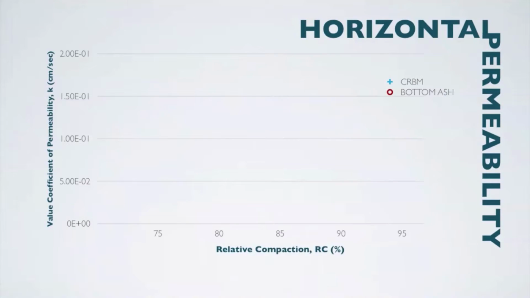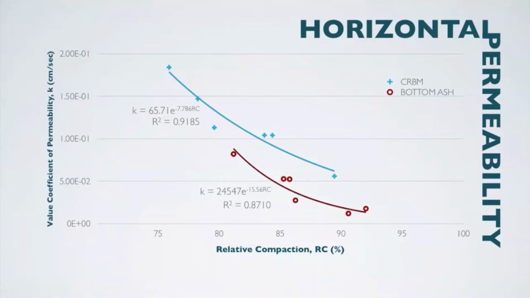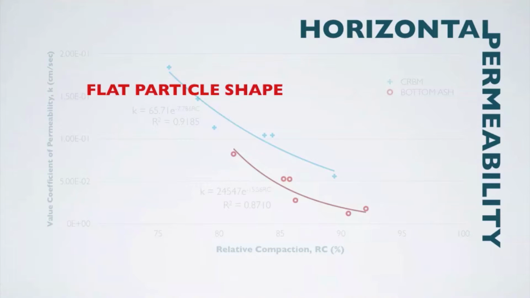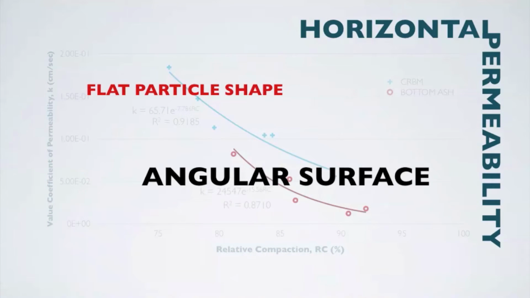Here are the results of the horizontal permeability. For the conventional road-based material as shown in the graph, permeability decreases as the relative compaction increases. A similar trend was produced for bottom ash. Compared to bottom ash, conventional road-based material incurred a higher coefficient of permeability primarily because of its flat particle shapes and it has more angular surface that gave more space for the water to flow through.